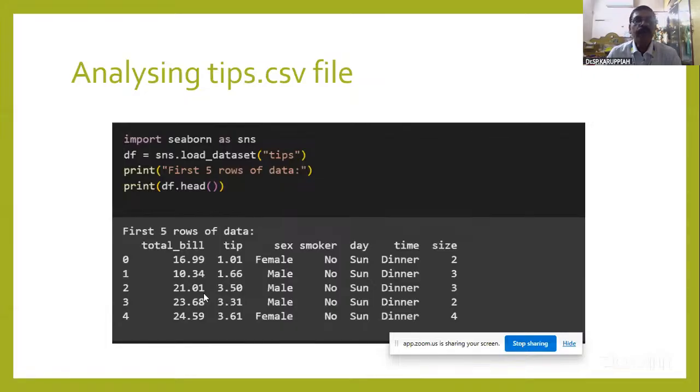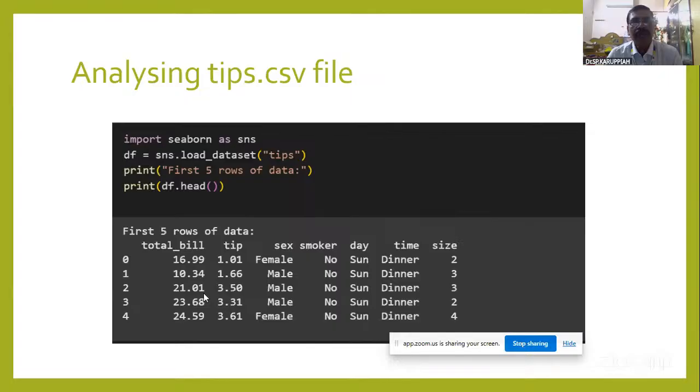I want to print the first 5 rows of the data set. You can use the function df.head. The head will show the first 5 rows in the data set. So it will have total bill, tip, sex, smoker, day, time, and size.